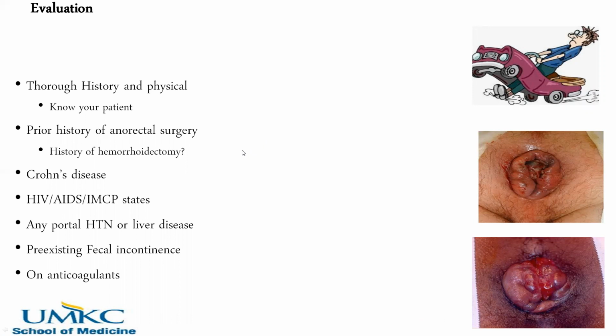You want to know if there's any prior history of hemorrhoidectomies or any anorectal surgeries. You want to know if they have any risks or preconditions that put them at risk of complications. You want to know if they have a history of perianal Crohn's disease, HIV/AIDS, or immunocompromised states. Is there any portal hypertension? Are they on any anticoagulants? Because this all may affect the choice of management.